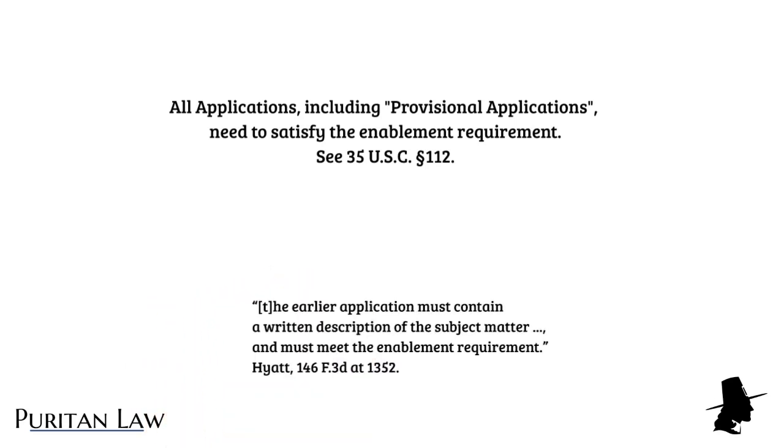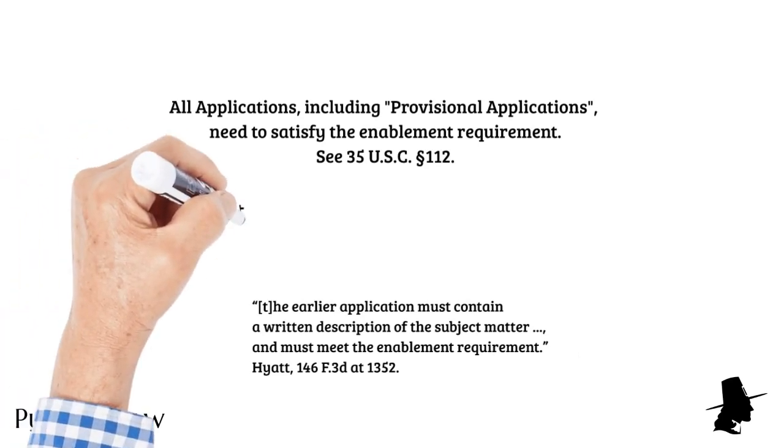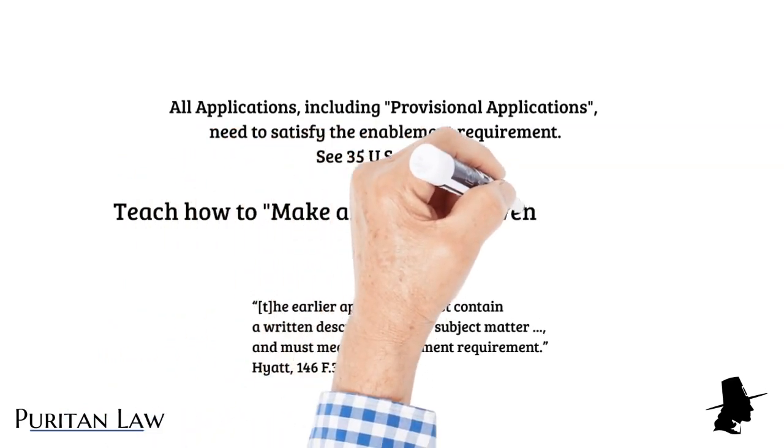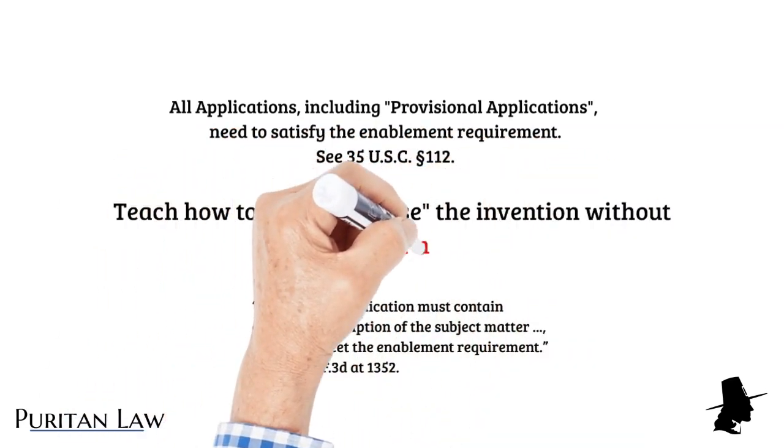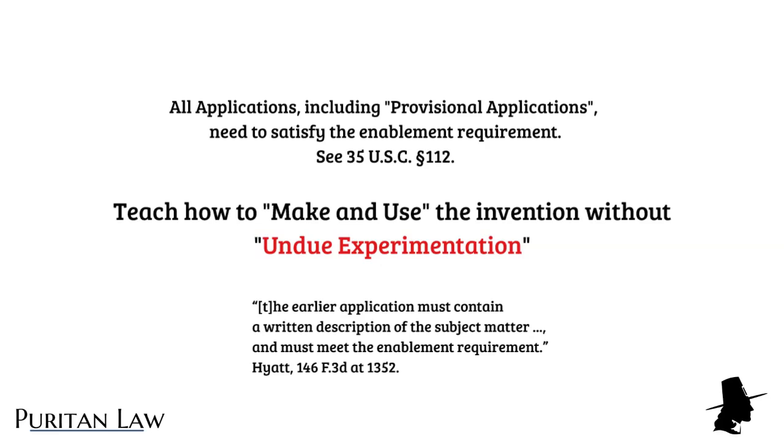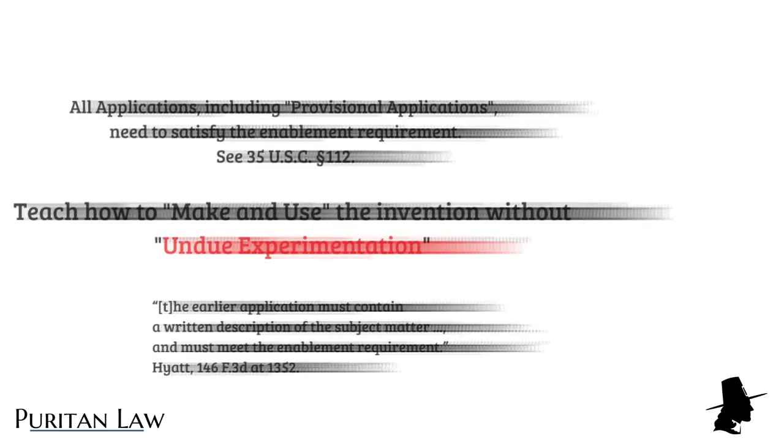Inventors' presentations typically describe what the invention is and what it does. But that is not enough. The provisional application must also teach how to make and use the invention without undue experimentation. Otherwise, a bargain provisional application cannot be used to support a priority date.